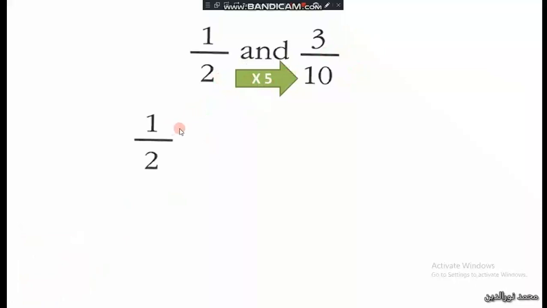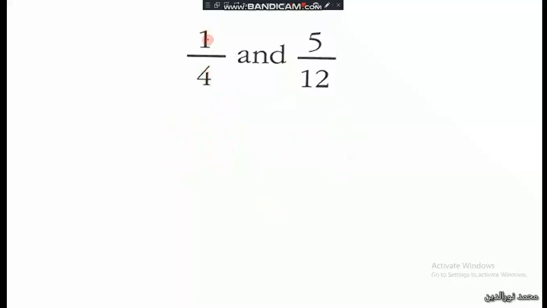So we multiply both terms of the fraction, the numerator and denominator, by 5. And then we get 5 over 10. And the other fraction is 3 over 10. And now we could compare them. 5 over 10, 3 over 10. These two fractions have the same denominator. So the one that has the greater numerator is the greater fraction. So 5 over 10 is greater than 3 over 10.